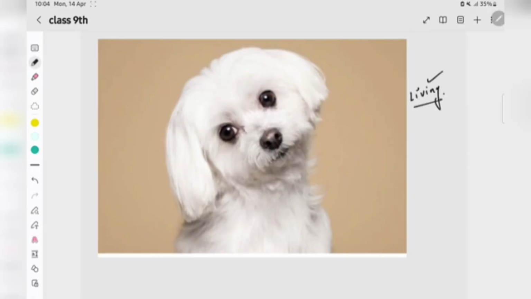Now, how did you come to this conclusion that cows or dogs are living? If you go out and you see dogs or cows, you will know that they are living. But how did you come to this conclusion that these animals are living? What do you think? Why are you calling them living? I will answer this question on your behalf.